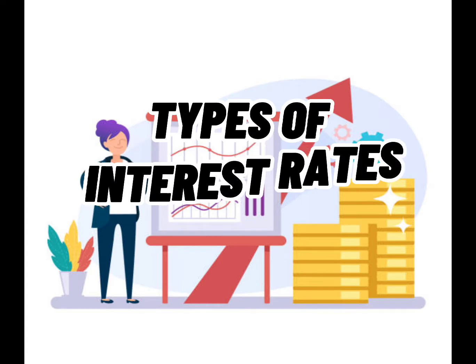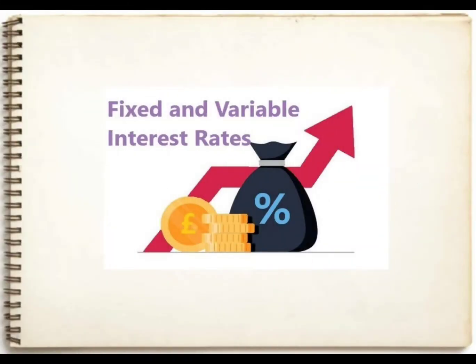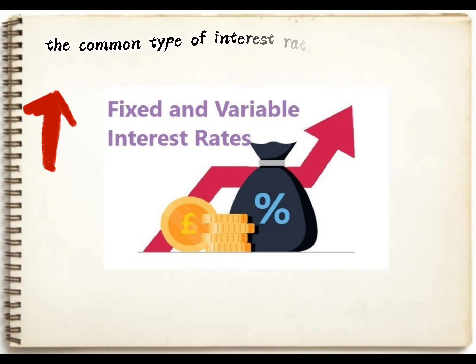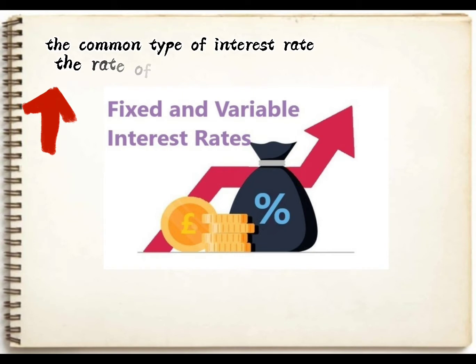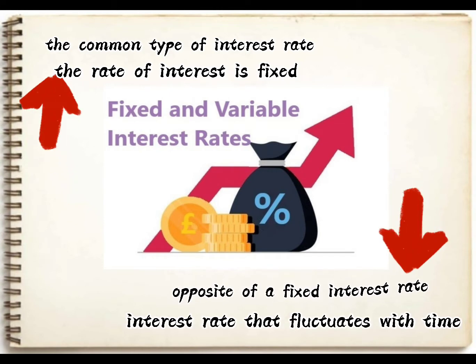Next are the different types of interest rate. First is the fixed interest rate, which is the most common type of interest rate, and as the name suggests, the rate of interest is fixed. Next is the variable interest rate, which is just the opposite of a fixed interest rate, wherein the interest rate fluctuates with time.